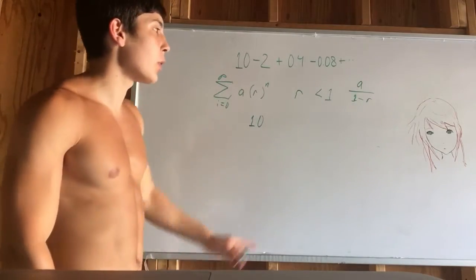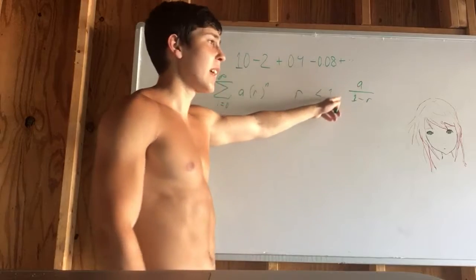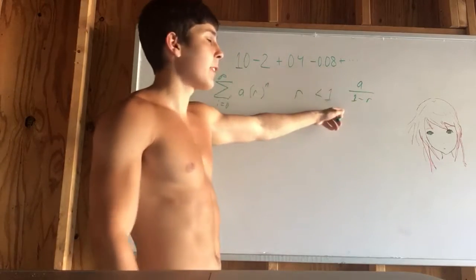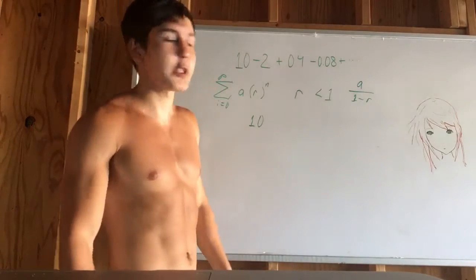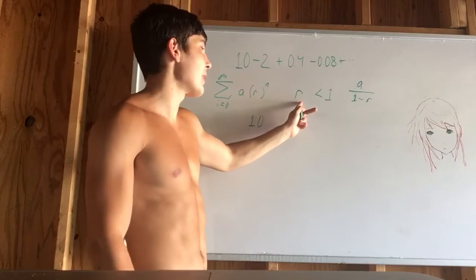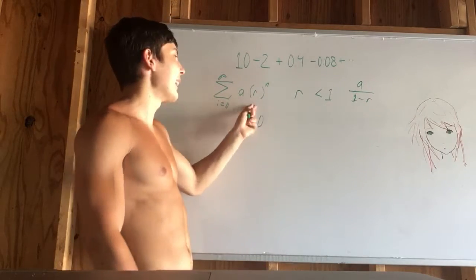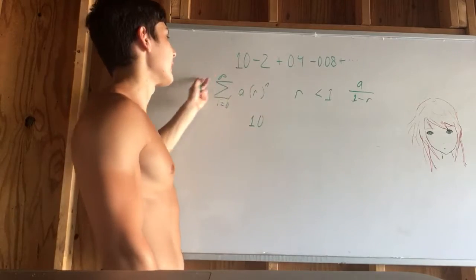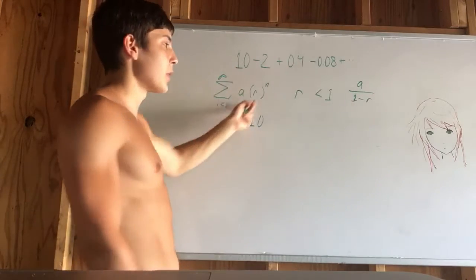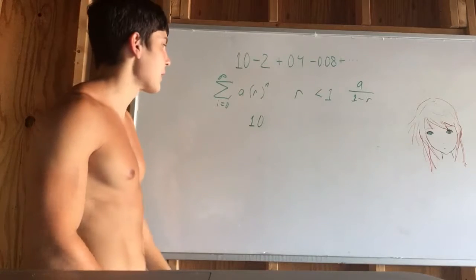So this is what you use to find what value it converges to if r happens to be less than 1. And this here is a geometric series. You use this when you know it's geometric.